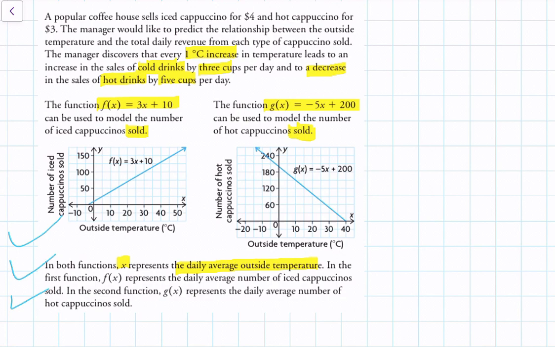And the negative is there in front of the function for g of x because there's a decrease in the sales of hot drinks. So in both functions, x represents the daily average outside temperature, and in the first function, f of x represents the daily average number of iced cappuccinos sold, while in the second function, g of x represents the daily average number of hot cappuccinos sold.